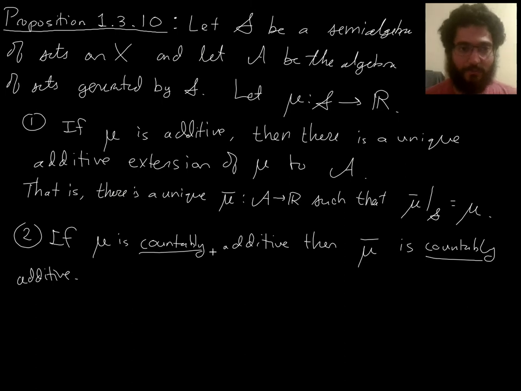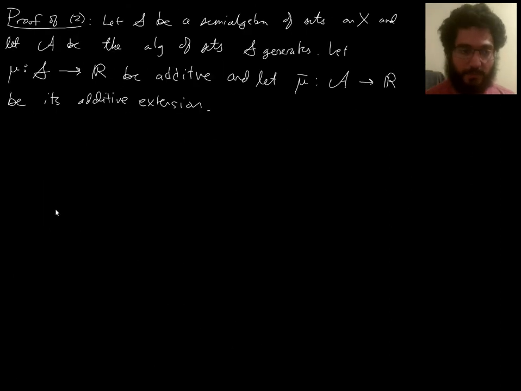Okay, so now we have proven part 1 of proposition 1.3.10, which tells us that we can uniquely extend additive functions in an additive way from semi-algebras to algebras of sets. Now we're going to prove part 2, which is that if you have countable additivity, then that gets preserved as you do this extension. So here's the full setup.